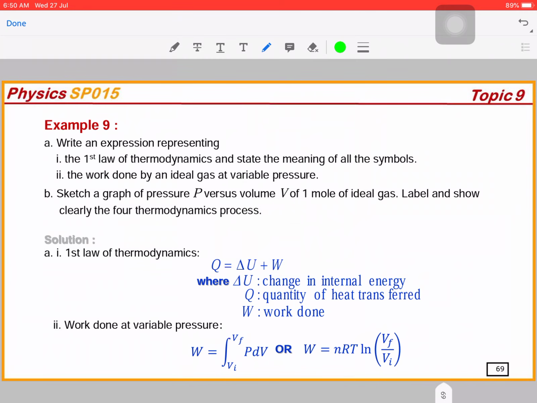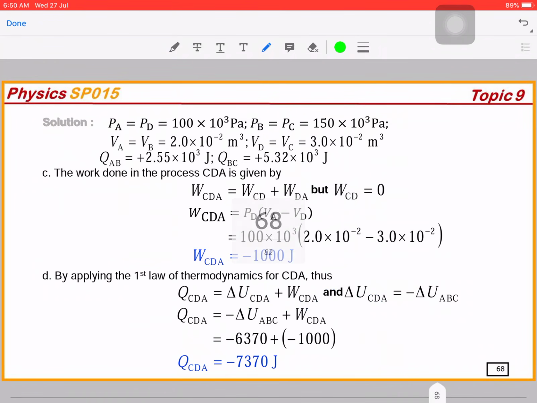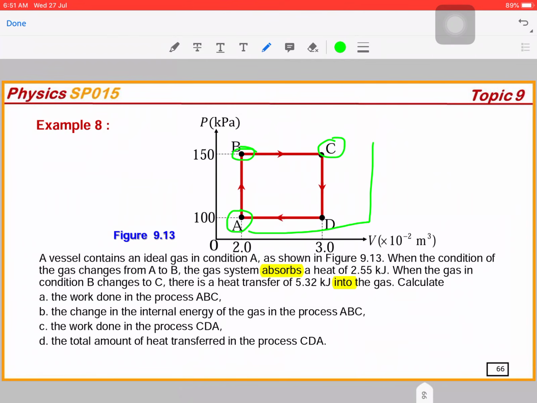Next, example 9. Only something left. Okay, sorry. See the work done in the process CDA. So process CDA, as you can see before, from C to D and D to A. Okay, C to D, there is no change in volume. D to A, there is no change in pressure. So isovolumetric and isobaric process.